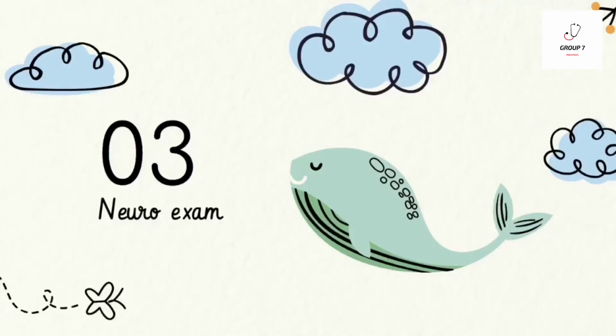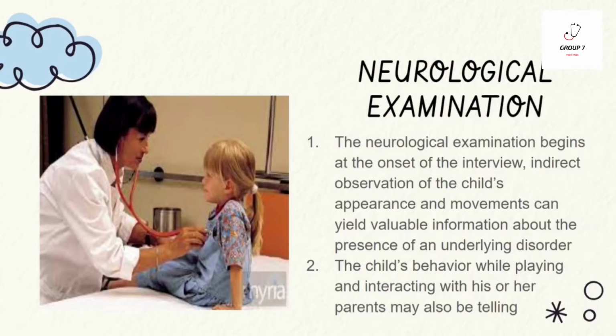Good day. We're going to discuss the neurologic exam. The neurological exam begins at the onset of the interview. Indirect observation of the child's appearance and movements can yield valuable information about the presence of an underlying disorder. Second, the child's behavior while playing and interacting with his or her parents may also be telling.